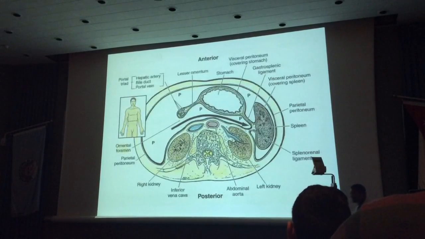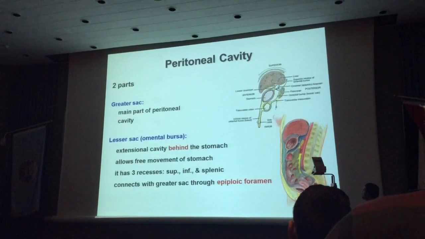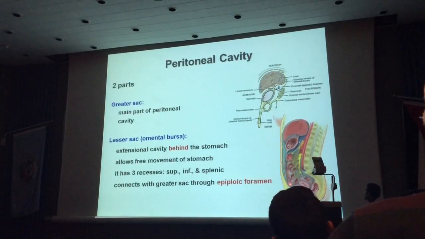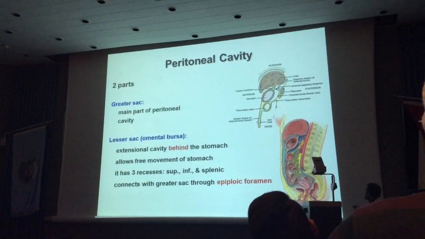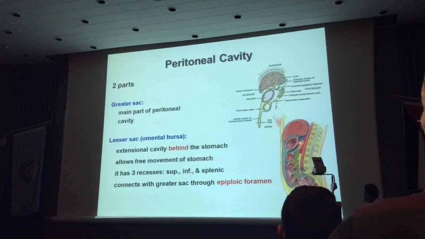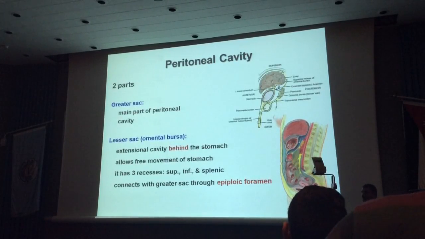The peritoneal cavity extends between the organs, and we usually divide it into two parts. The main part of the cavity, which is the whole space here in blue, between most of the abdominal organs, is the greater sac. However, this small, tiny part, mainly behind the stomach, we call the lesser sac. And we extend this part through a small opening here, as you see.